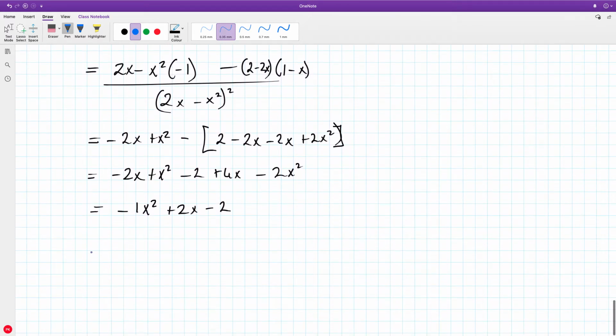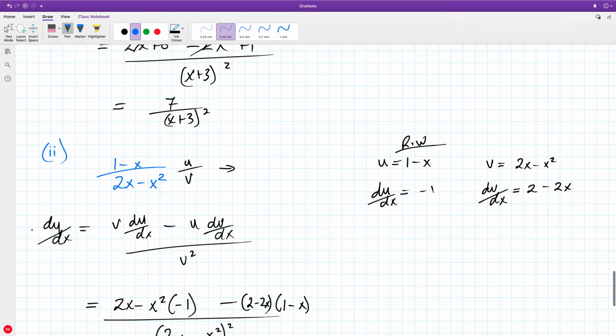Good stuff. Right, last little rule of the three, chain rule.